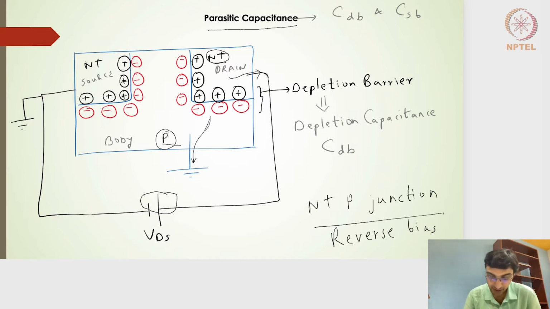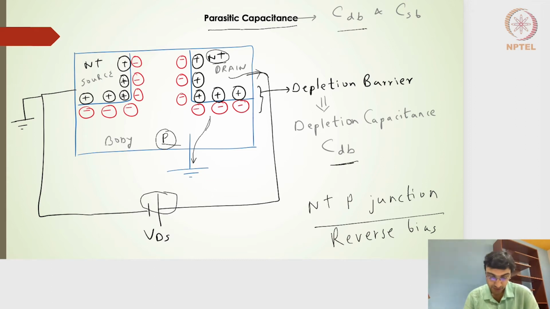Now, these immobile ions, as we have seen from the PN junction diode, form a capacitance, the junction capacitance, also called the depletion capacitance, and denoted by CdB, where D represents the drain and B represents the body. So this is one particular parasitic capacitance associated with the transistor model.